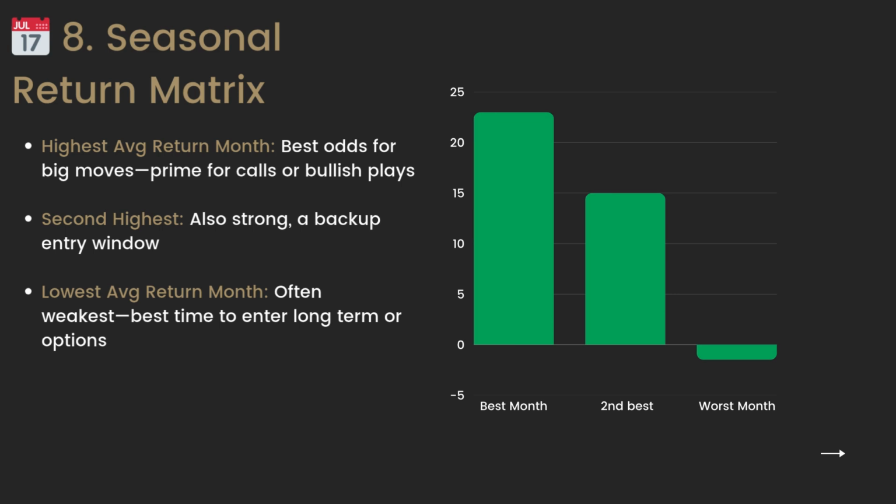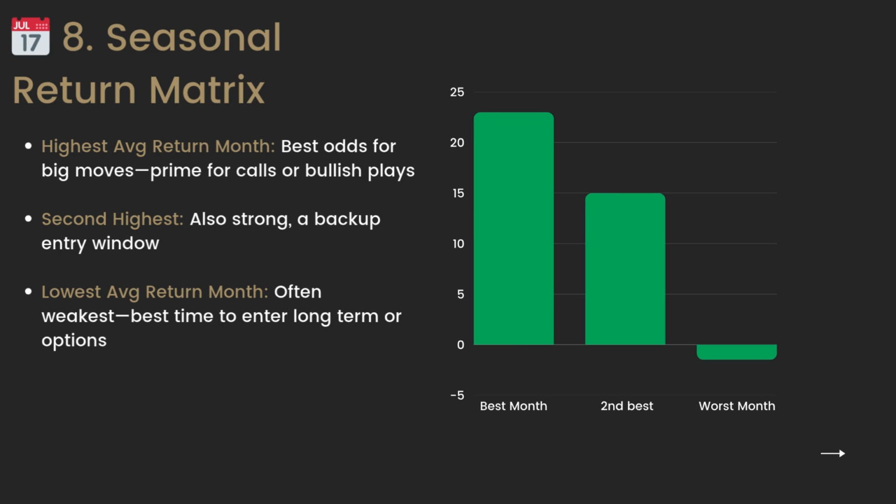Then you have the second highest. Maybe you weren't able to hit that first averaging return month. You weren't in that window, but you can also exit on the second highest because you want to exit into strength if you're closing out a position or you're wanting to take profits on anything.